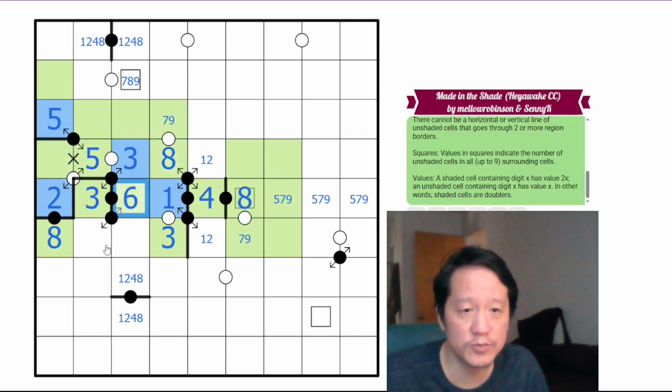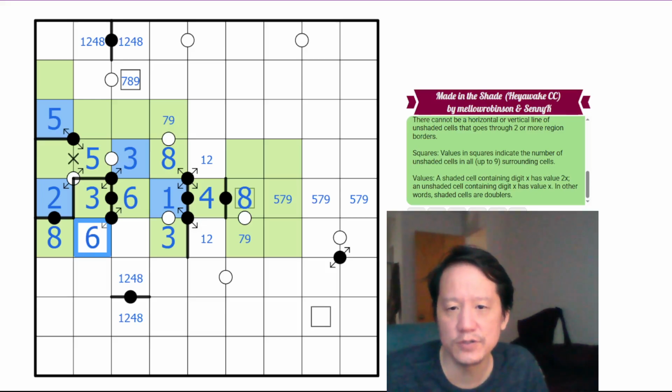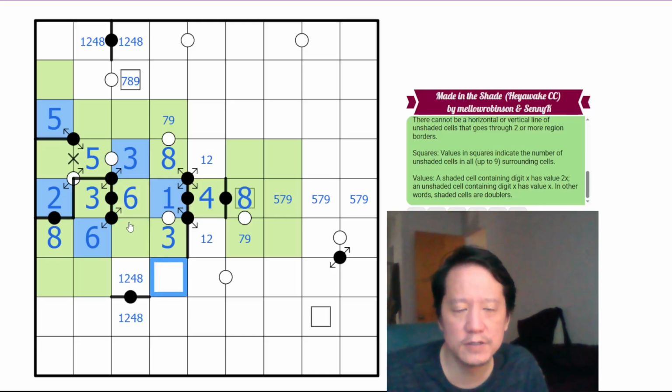This is 6, which is in a 1-to-2 ratio. And it cannot be 3 here. So this must be 6 also. And this is shaded. So this must be unshaded here to get out. These are all unshaded.